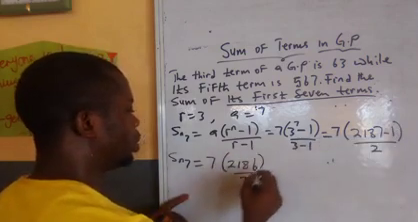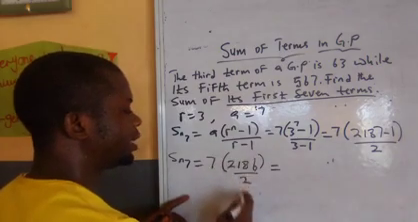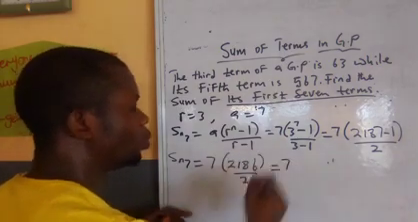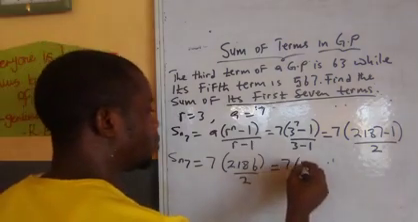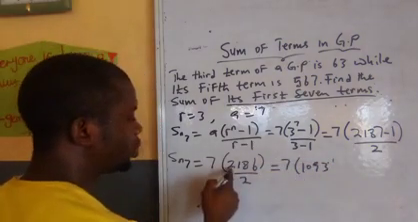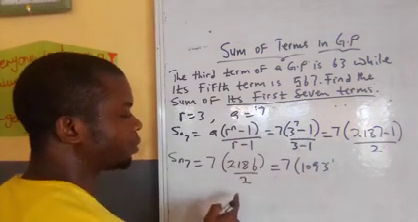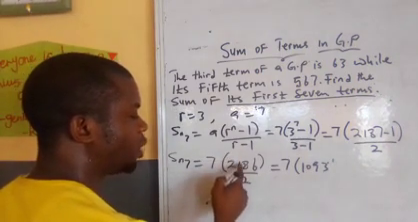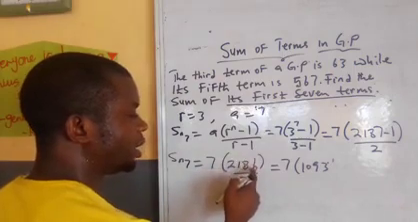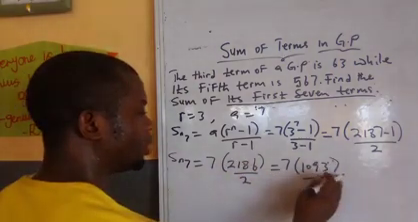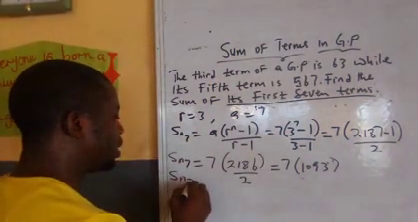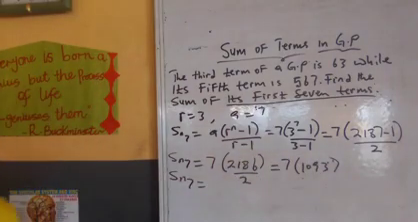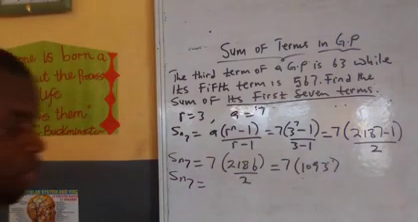So we can divide 2186 by 2. Can someone help me with that? That is going to give us 1093. 2 in 21 is 10, it should remain 1, 2 in 18 is 9, 2 in 6 is 3. So the final answer will now be 7 times 1093, which is going to give you 7,651.